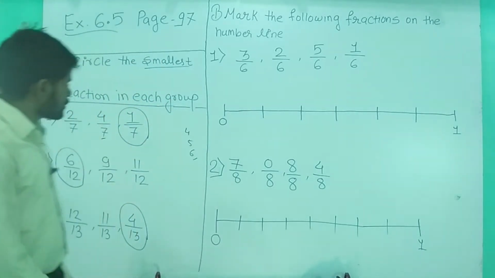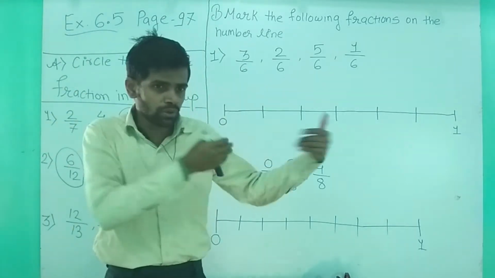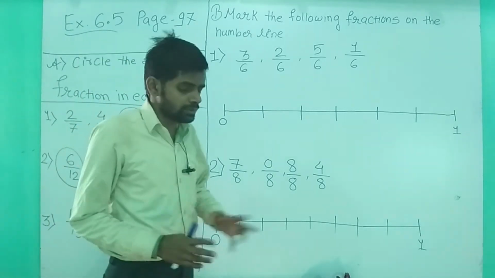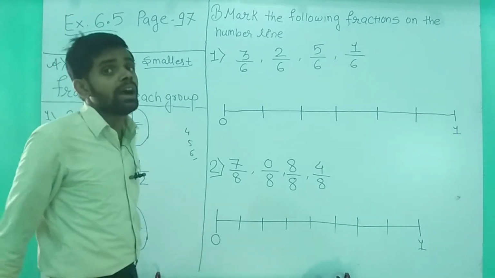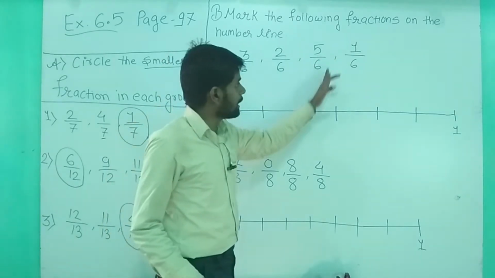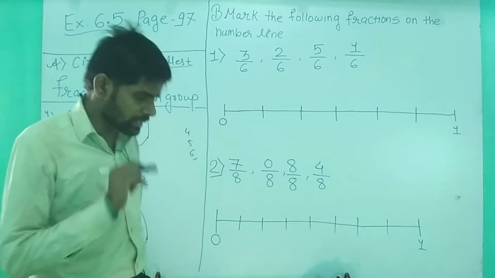Now let's move to question number B, my dear, and it is very, very interesting. Everyone, focus towards the board. Mark the following fractions on the number line. Now we have some fractions: 3 by 6, 2 by 6, 5 by 6 and 1 by 6. These fractions are given to us.